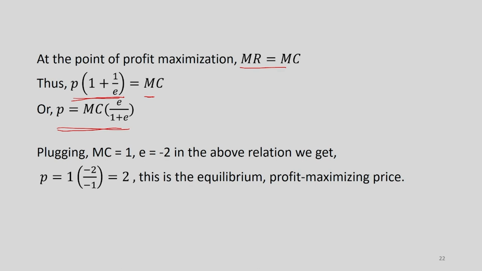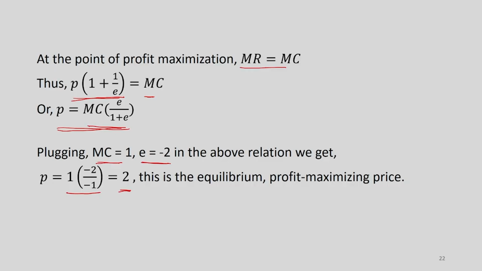We have to find out the price. We are given the fact that the marginal cost is 1, elasticity is -2. So, we put these values here, right, MC is equal to 1, e is equal to -2. If we put them in this expression, then this is what we get, P is equal to 1 multiplied by -2 divided by -1, and that is simply 2. So, this is the equilibrium profit maximizing price, right. Price is equal to 2. So, this is our solution.